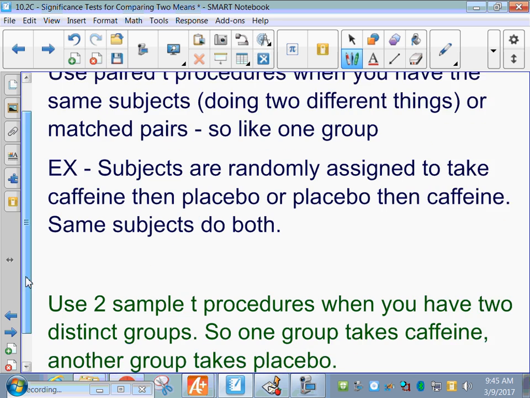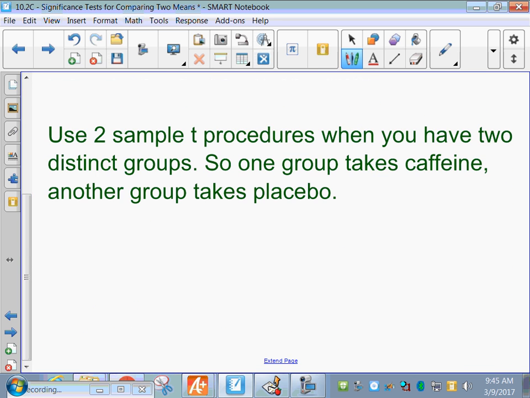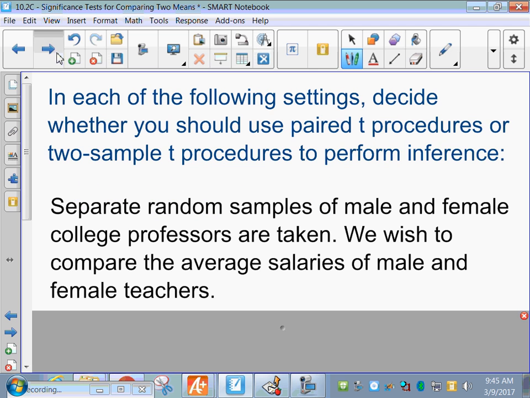We're going to use the two sample T procedures when you have two distinct groups. So just like the last problem, we had a group of 10 people we had do one thing, we had a group of 11 people we had do the other thing, and then we compared them. Make sense? So let's do some problems and see if you get it. So decide which one you're using, all right? Paired T procedure or two sample.